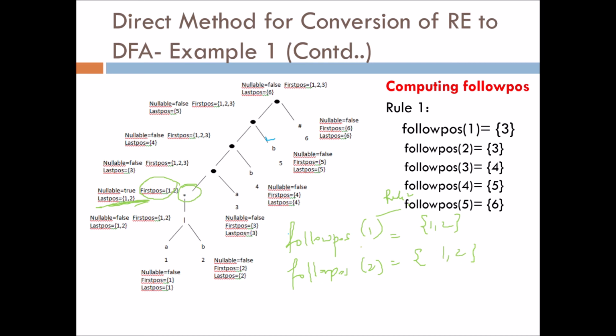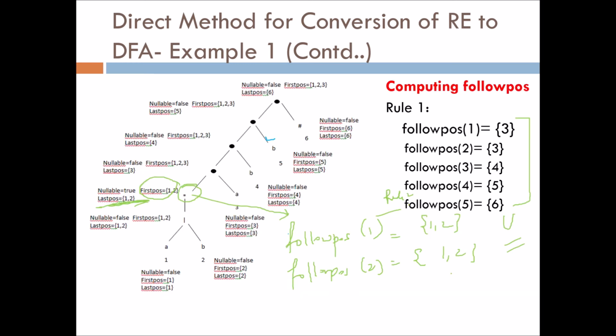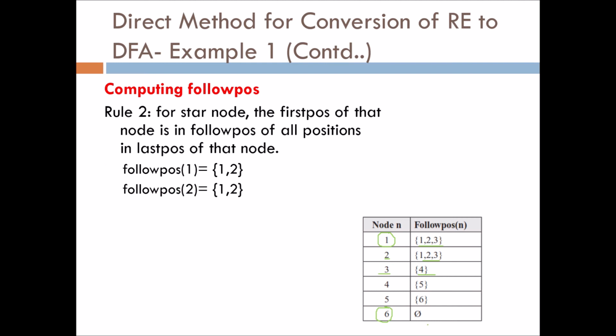So based on rule number 2, there is only one star node. We get these two followpos values, and these are based on the first rule. Now take a union of these two and we get the final followpos values. So we just represent it as followpos of node 1 will be 1, 2, 3. For node 2 it will be 1, 2, 3. For 3 it is 4, and for 6, followpos of 6 was not computed anywhere, so this will remain empty.